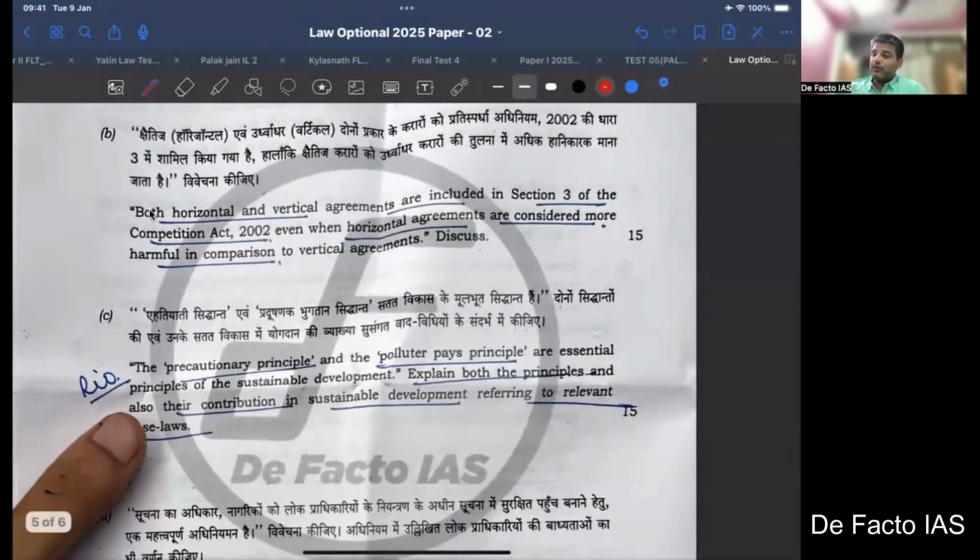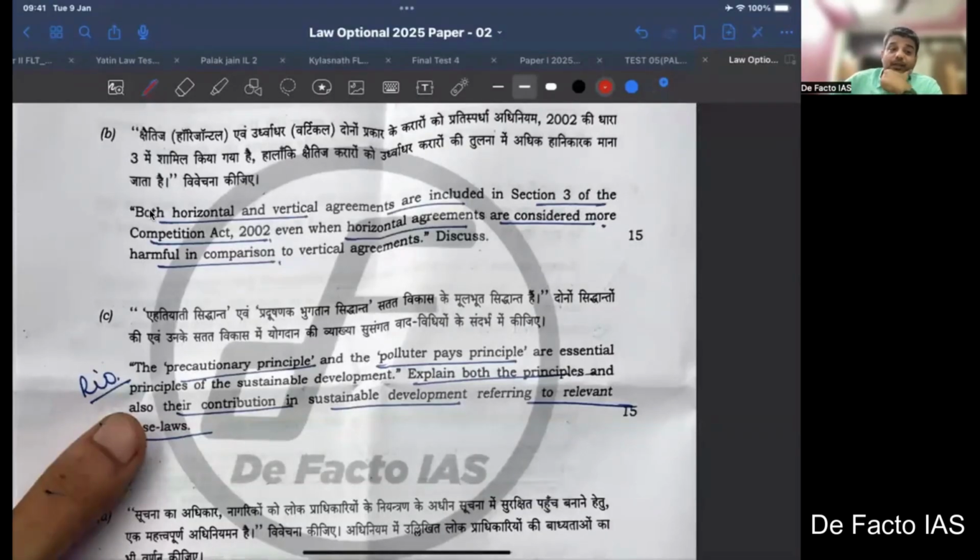Now let's come to 7B. It says both horizontal and vertical agreements are included in Section 3 of the Competition Act; when are horizontal agreements considered more harmful in comparison, right? So horizontal and vertical agreements come under anti-competitive agreements, and you can cite examples of both. One thing you can include is the factors which will be considered by the Competition Commission while determining vertical and horizontal agreements. In that, geographical area becomes a very important factor, right? So the relevant geographical area and the relevant product. Okay? In that also there are a lot of cases, but not needed. Here focus mostly on the agreement itself.